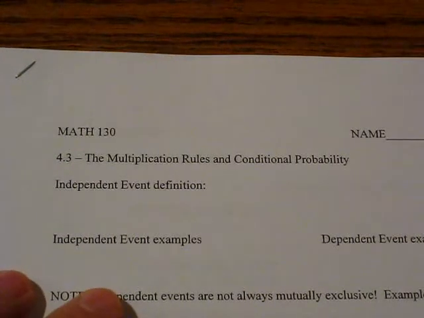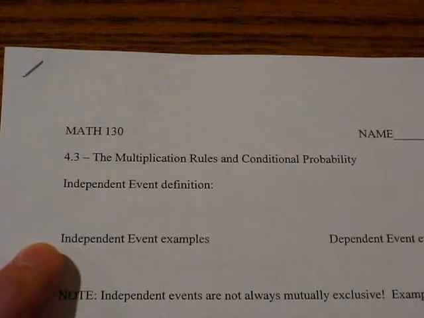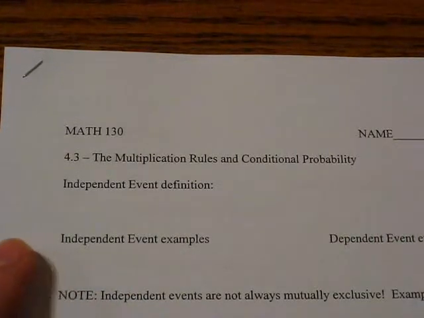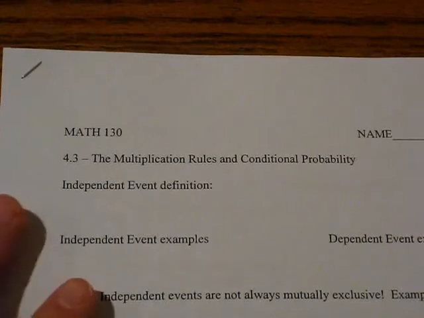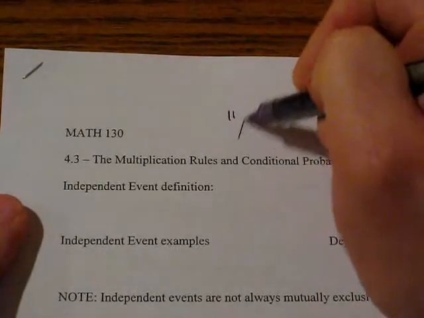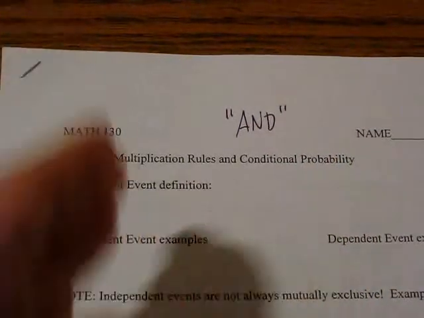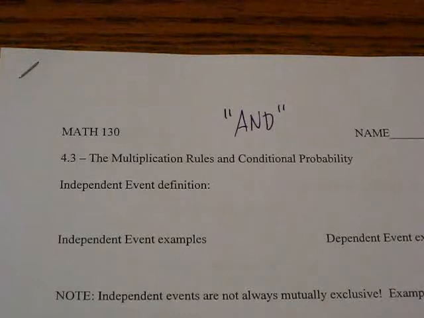Alright, this is Mr. Anderson for Math 130 Statistics for sections 4.3 and 4.4 of Chapter 4, dealing with the multiplication rules, conditional probability, and counting rules. Today we're going to look at the probability of AND. This is when we want one thing and another to happen. In the previous video we talked about the rules of OR, where we wanted one thing or another.